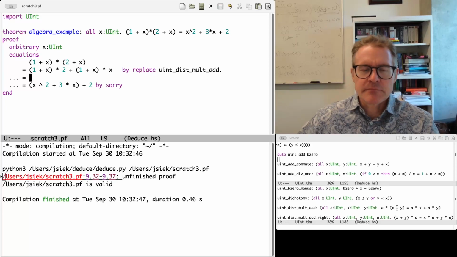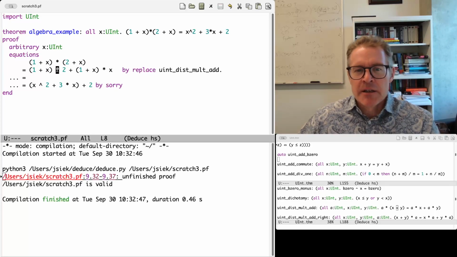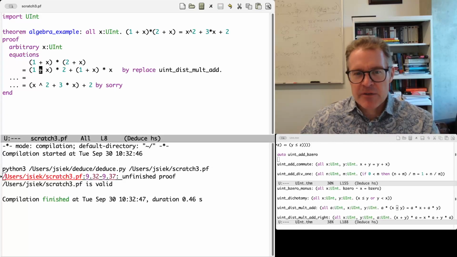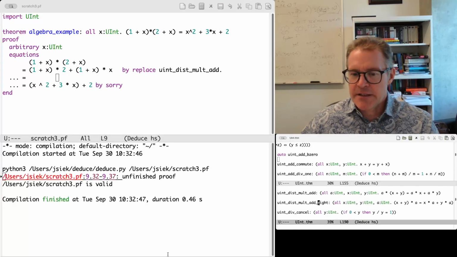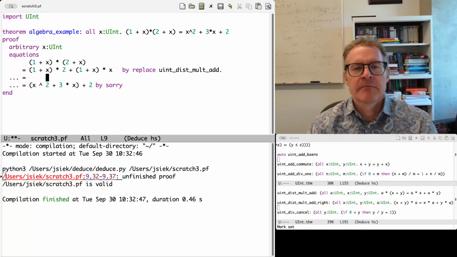Okay, so now we've got a multiplication on the right of an addition and another multiplication on the right of an addition. So now we're going to be able to use this other distributivity law down here. We've got multiplication on the right. So 2 times 1, that's going to be 2. I have x times 2 there. Okay, great. And then over here, we're going to have x plus x squared.